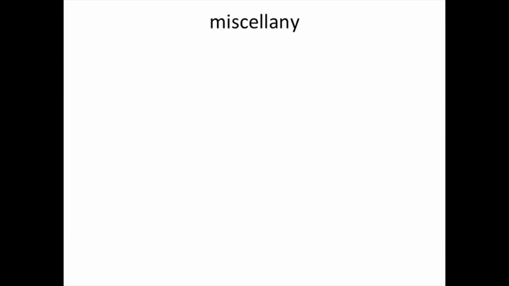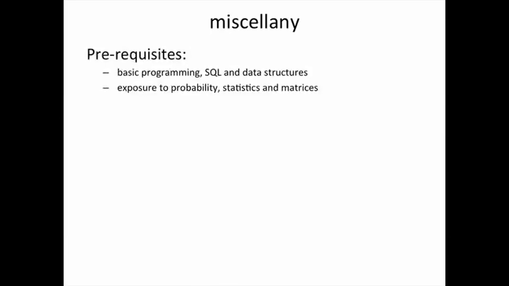Some miscellaneous items before we start. Basic programming, some SQL and data structures, understanding what it means for an algorithm to be order n or order n squared. These things I assume you know. Basic exposure to probability, statistics, and understanding what matrices and vectors are to a basic level, that also is assumed. So if you don't know any of this but are confident to figure it out, go ahead and join, but otherwise be warned.